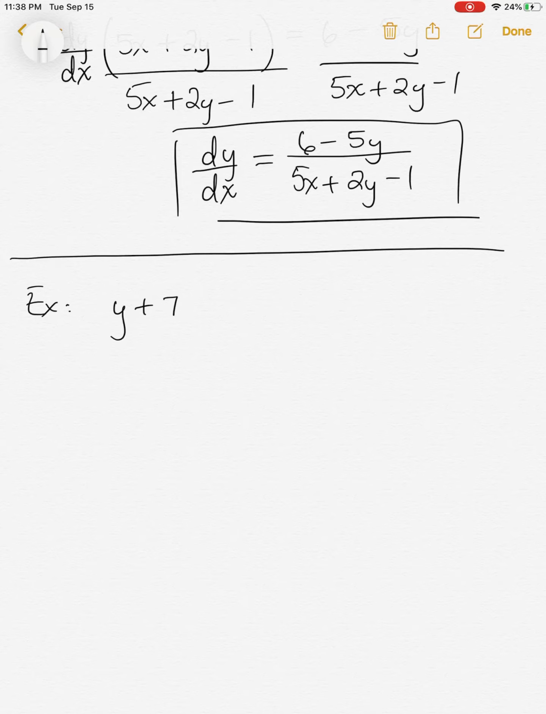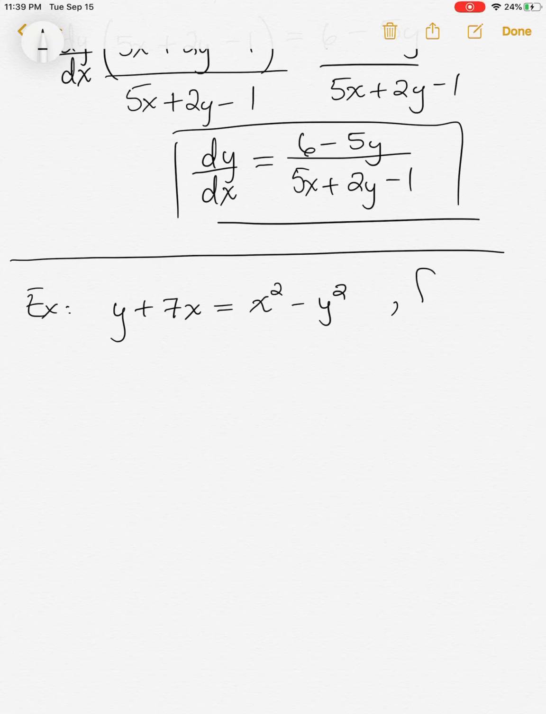Let's try a simpler example just so that you can see. Let's say we have y + 7x equal to x squared minus y squared. Let's do that. All right. Taking into consideration what I just said, also we will want to find dy/dx. Let's put the y's on one side, on the left side. So all we're doing right now is rewriting.